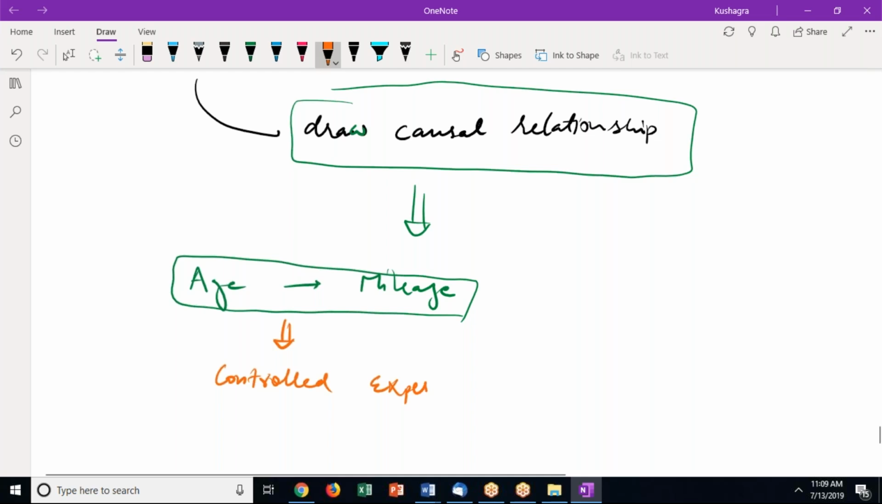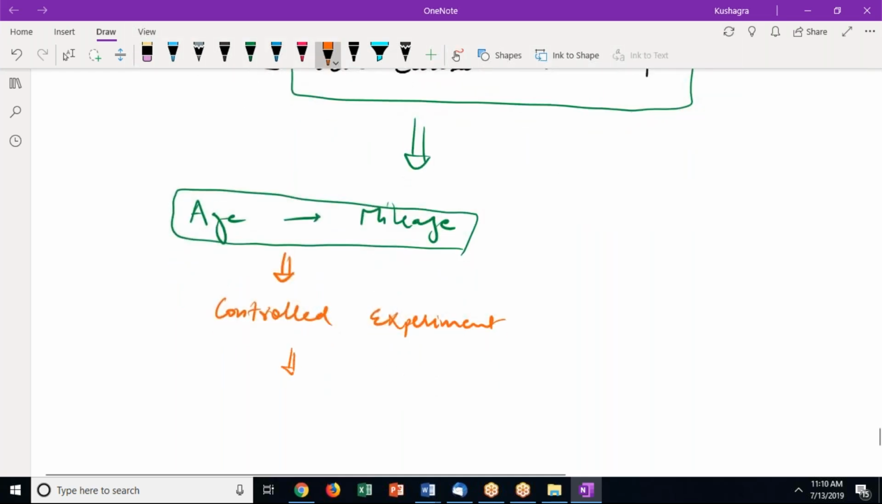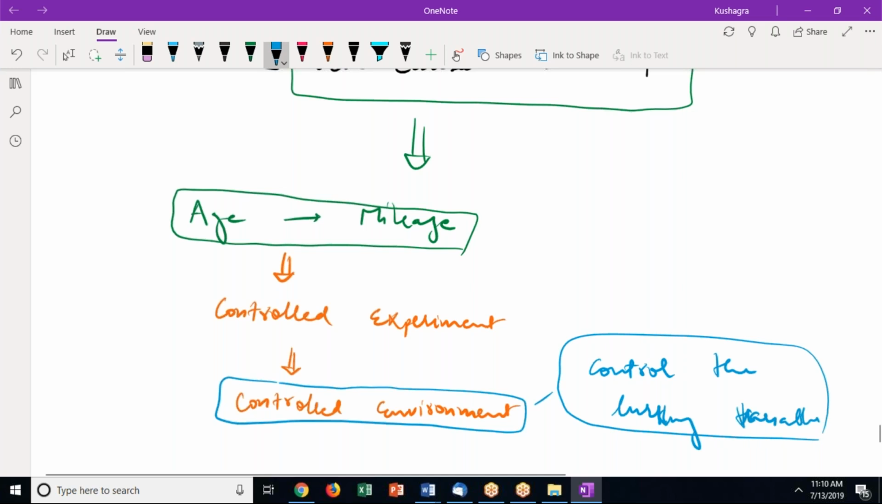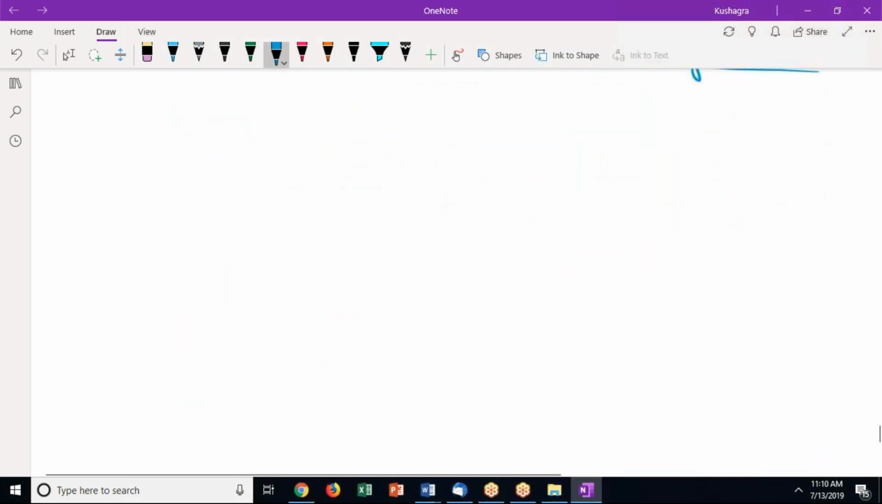Okay, and what does a controlled experiment basically mean? It means that the experiment or the test or analysis is done in a controlled environment. And why would you want to do it in a controlled environment? To reduce the effect of lurking variables, so that you can control the lurking variables, right? Good. Once the lurking variables are controlled, we can have a definite relationship between the variables that are in the picture.